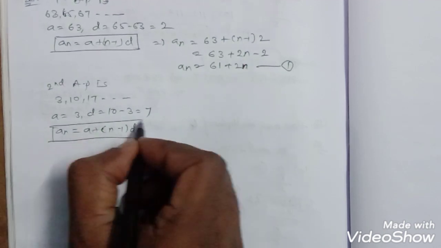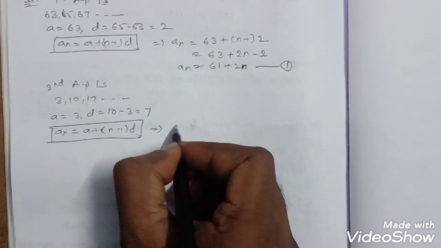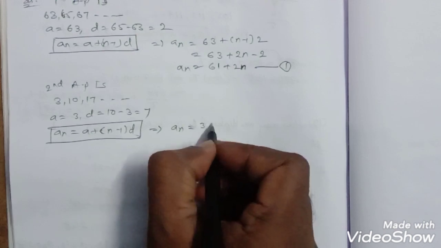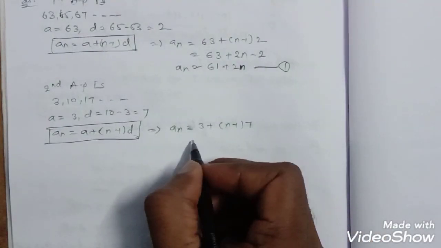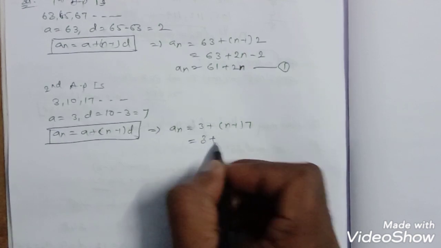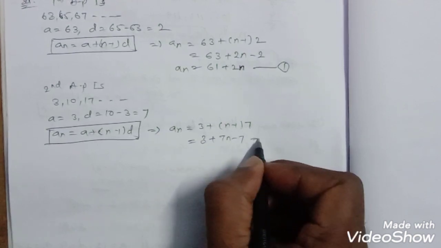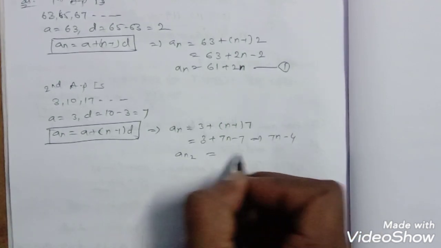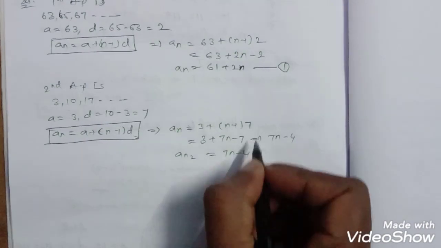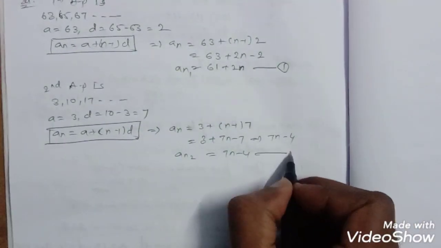Now if I substitute in this formula, you will get an is equal to a value, which is 3, plus n minus 1 into d value, which is 7. Now multiply this 7 inside, you will get 7n minus 7. So you will get here 7n minus 4. So an of second term is given as 7n minus 4. Denote this as second equation.